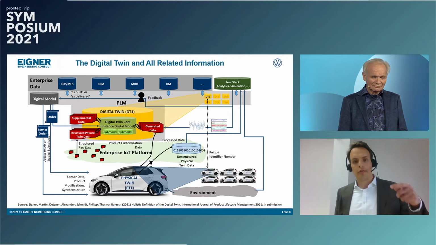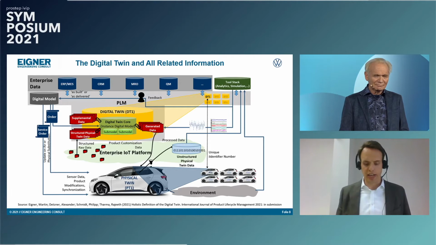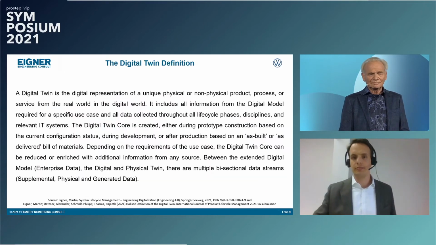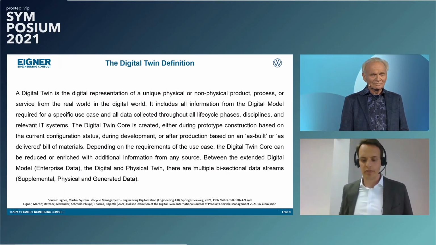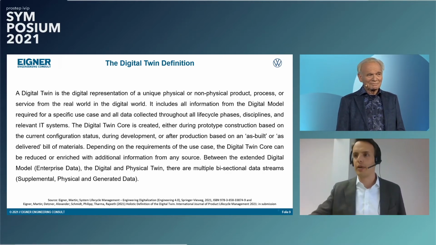And there are a lot of bidirectional data streams between the digital and the physical twin. This enables the interaction between these two. The picture contains even more details, but I think this is enough for this presentation. As a summary, we have presented here the written definition. You are welcome to read it when the slides are distributed. And with that, I give back to Martin.